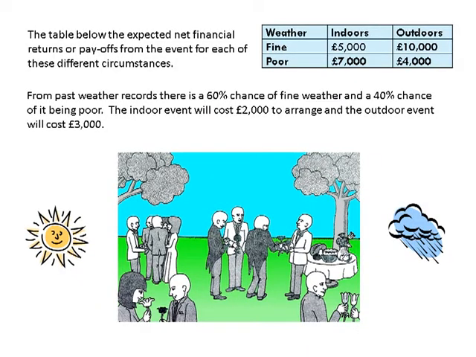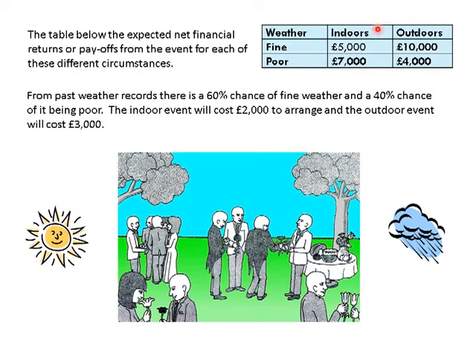Well, using the information here, the events manager can draw up a decision tree, and that will help him to choose the event that should generate the highest return, taking into account the probabilities of all the different events occurring. So what we've got here is some important information.